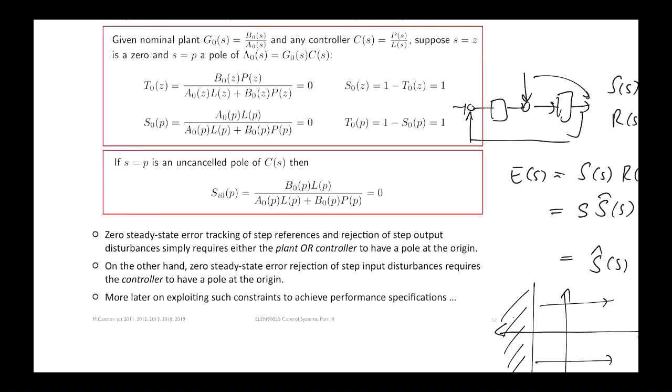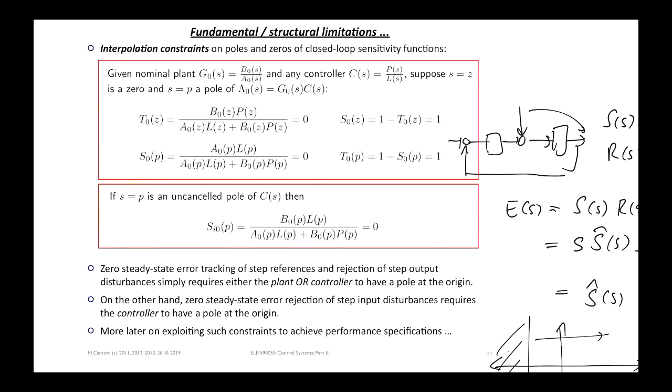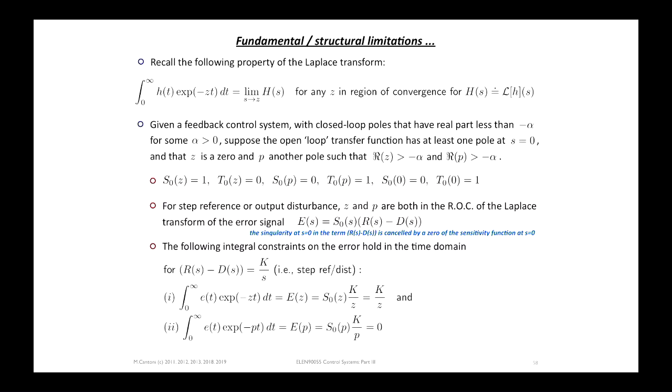What we're going to focus on now is the implications of these interpolation constraints from the perspective of closed-loop performance. Given a signal h, this integral just looks like evaluating the Laplace transform of h at s equals z, by definition of the Laplace transform. That will be valid provided the value z is in the region of convergence for the Laplace transform of h. So this is just reminding you of the definition of something.